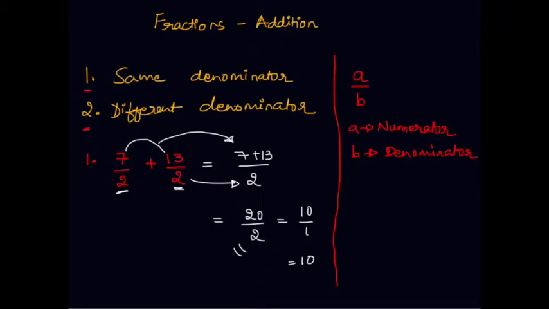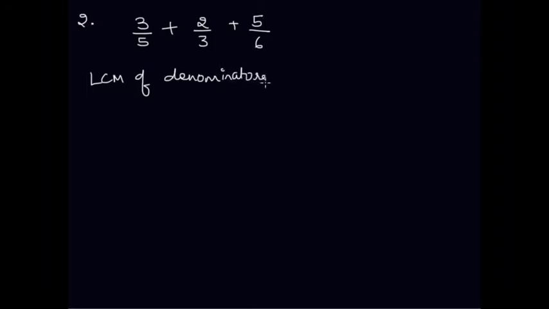Now let's look at what happens when we have different denominators. So let's just take an example, this time of 3 fractions to illustrate this concept. 3 by 5 plus 2 by 3 plus 5 by 6. So the first thing we want to do is find the LCM of denominators. Denominators and not the numerators. So denominators. Let's do upside down division.